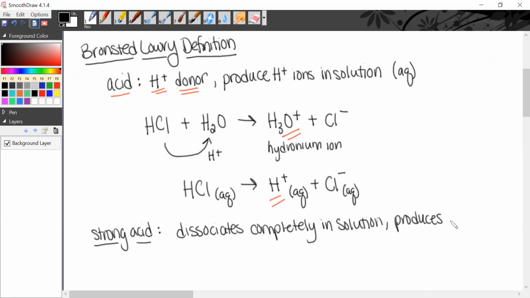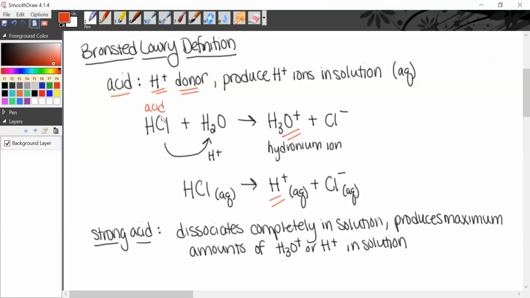So it dissociates completely in solution, produces maximum amounts of H3O plus or H plus, same thing, in solution. Oh, and you know what? I didn't label. Here, I would label the HCl. This is an acid. Why is it an acid? Because it's giving away that H plus. Label this here, the acid. Why is it the acid? Because it produces that H plus.